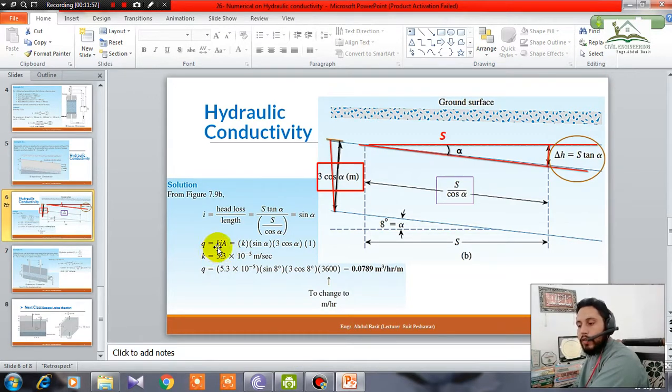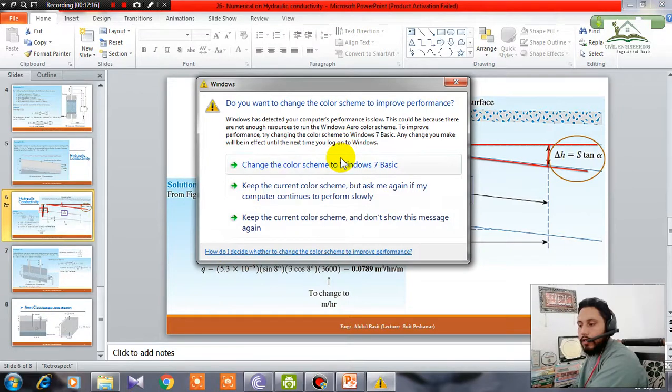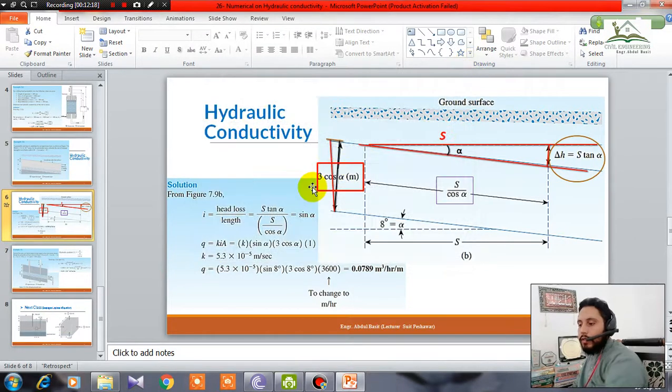So already we know that i is equal to head loss divided by length. Okay, head loss divided by length. How to determine the head loss and length will be cleared right now after some time. And A is the area of the cross section of the soil sample.